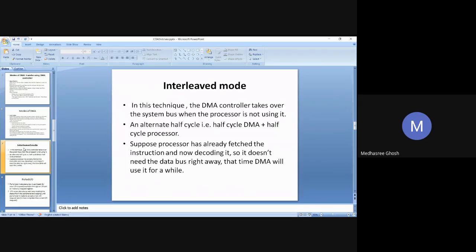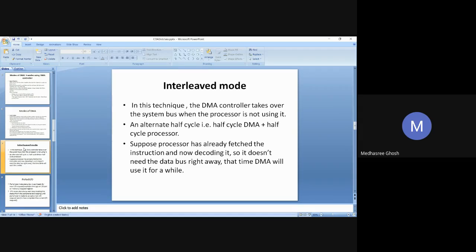Okay, now the CPU is not using the buses. Now I'll send the data. This is called interleaved mode. In one instruction execution, some part will use the bus of the memory, some part will be used by the CPU, some part will be used by the DMA controller. That's why it is called interleaved memory fashion. This is called interleaved mode.